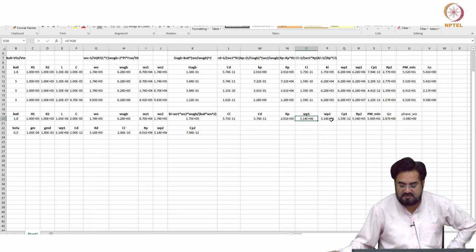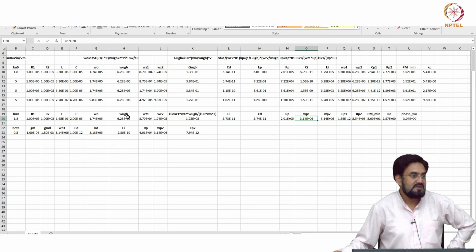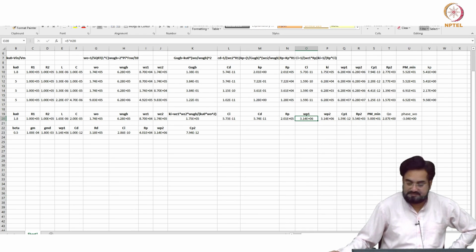And then I am adding these two poles. These are high frequency poles which are placed. You can see I am placing them at 5 times omega UGB. Now we will see why exactly we need these two poles.